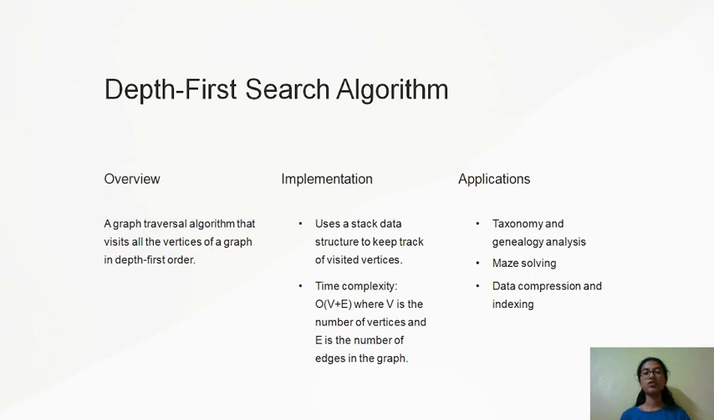The depth first search algorithm has an overview where it is a graph traversal algorithm that visits all the vertices of a graph in depth first order, and its implementation uses a stack data structure to keep track of visited vertices. The time complexity is of order V plus E, where V is the number of vertices and E is the number of edges in a graph. Its main applications are taxonomy and genealogy analysis, maze solving, and data compression and indexing.